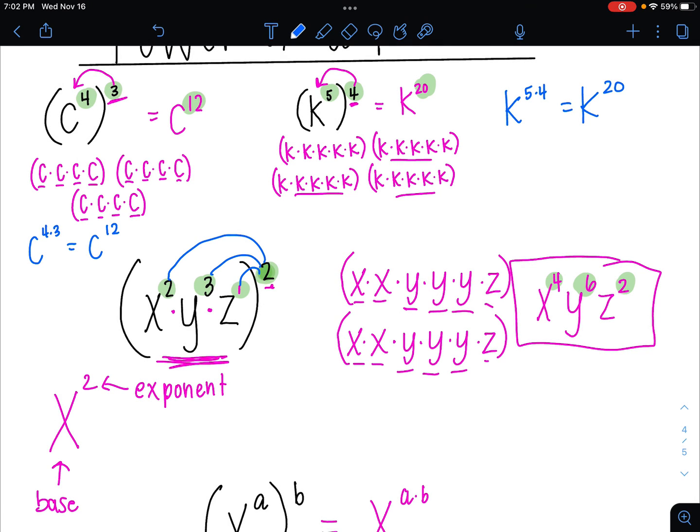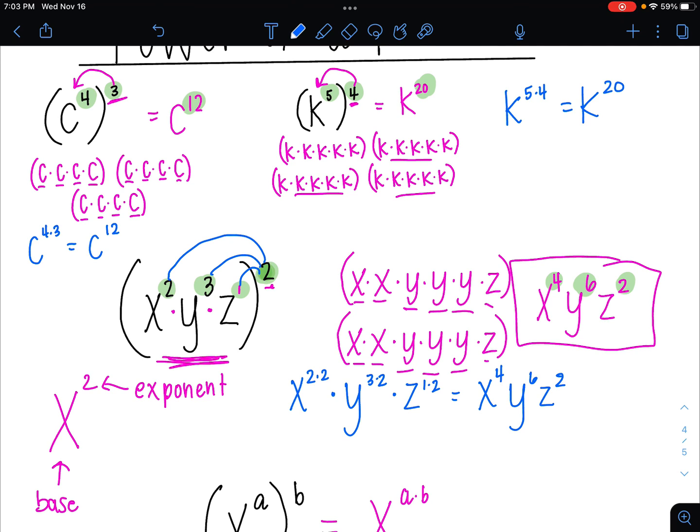So when we're talking about x, we have x to the power of 2 times 2 multiplied by y to the power of 3 times 2 multiplied by z to the power of 1 times 2, which again, x to the power of 2 times 2, which is 4, multiplied by y to the power of 3 times 2, which is 6, and z to the power of 1 times 2, which is 2, which is what we got.